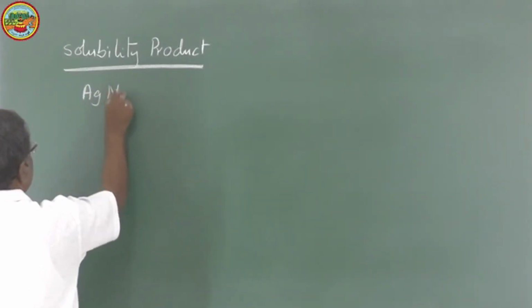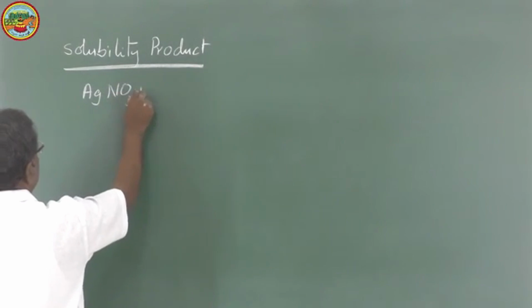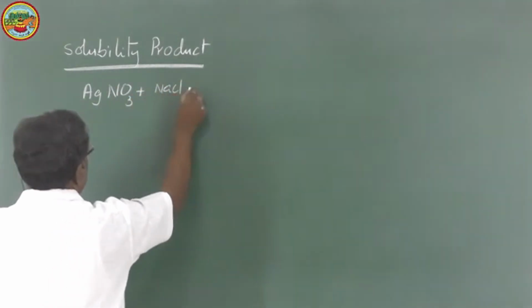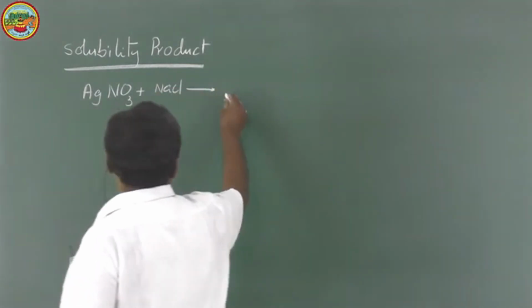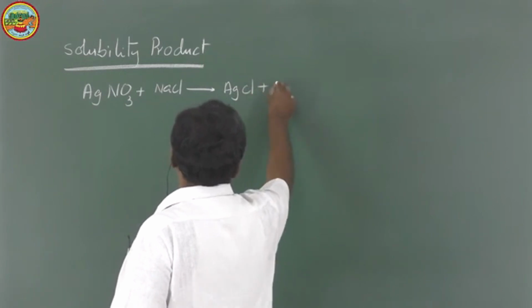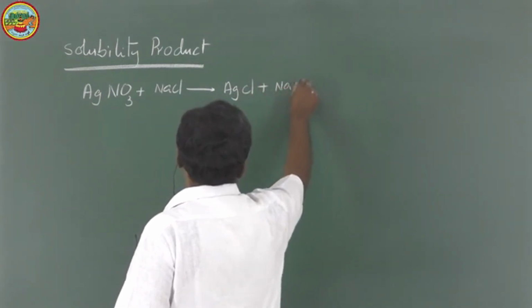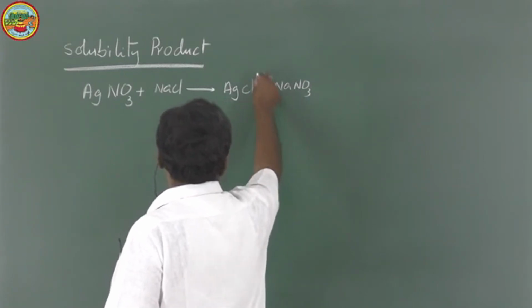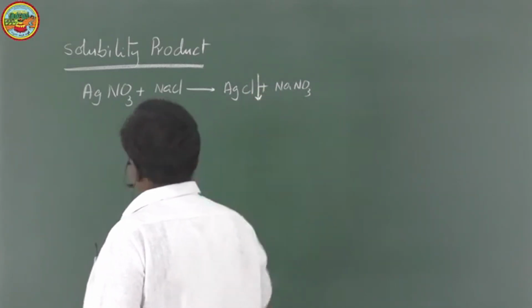AgNO3 solution, for this if we add NaCl solution, it will give us AgCl plus NaNO3. This AgCl is precipitated out as a solid.